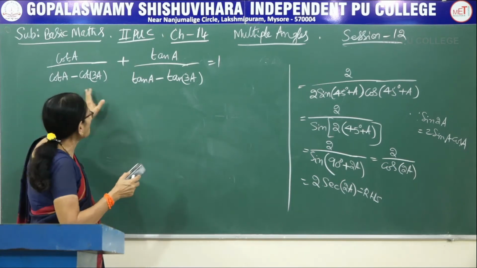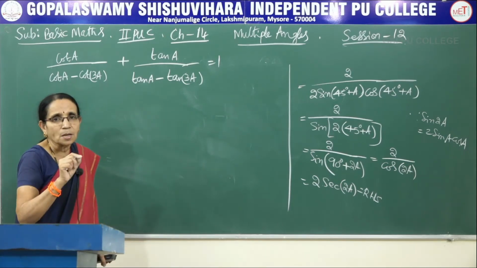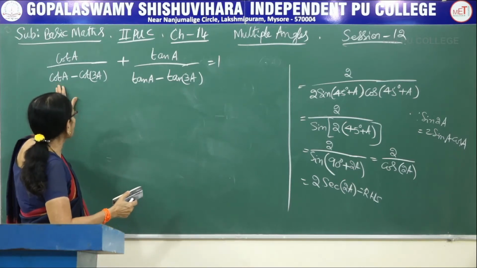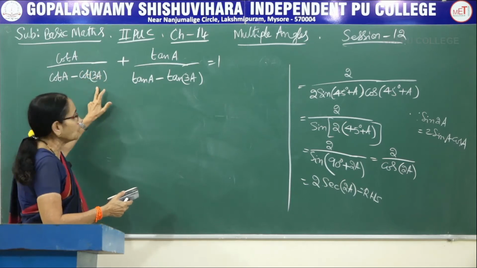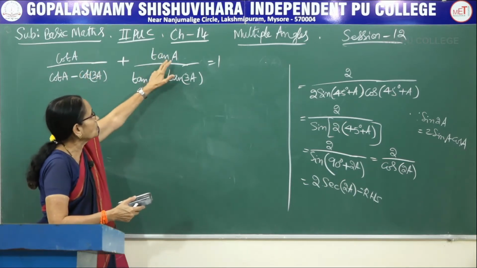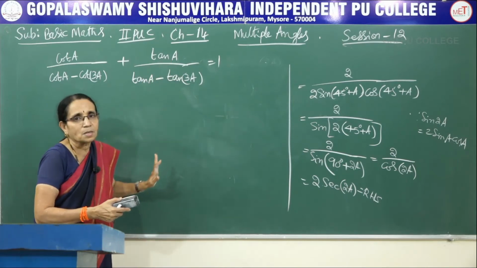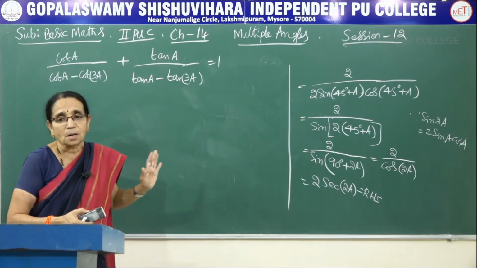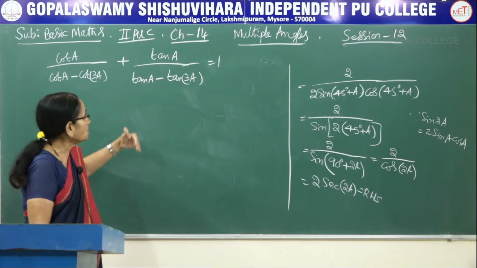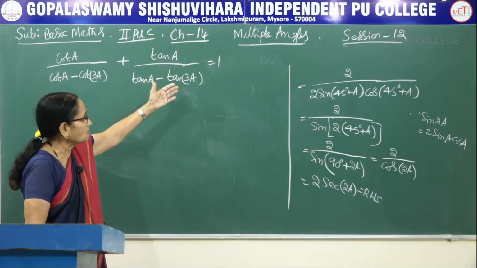So in this one, out of the two terms, any one you write in terms of the other. For example, cot A can be written as 1 by tan A, and cot 3A as 1 by tan of 3A. Or if you keep it as it is, tan A should be written as 1 by cot A, and tan 3A as 1 by cot of 3A. So it is your choice here. Any one of them you write in terms of the other. Then you will be getting the result. Right hand side would be proved.